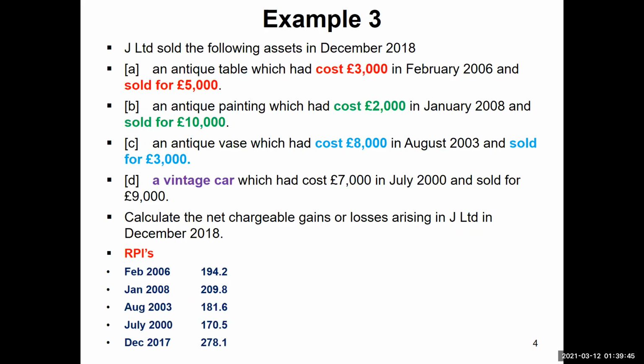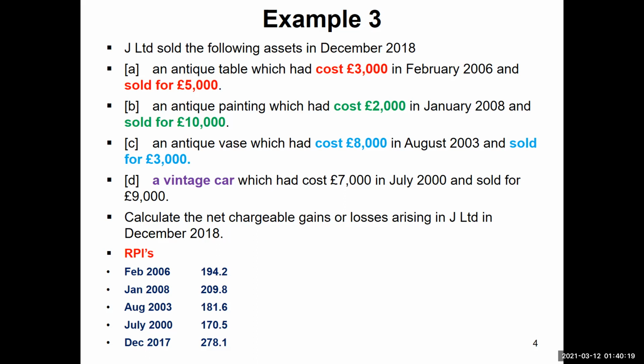J Limited sold the following assets in December 2018. One, an antique table had a cost of 3,000 in February and was sold for 5,000. Both cost and disposal are less than 6,000, so typically this is exempt. An antique painting had a cost of 2,000 and was sold for 10,000. So the cost is less than 6,000, and we sold it for 10,000. What will happen? You see the typical gain there. We'll work it and understand.